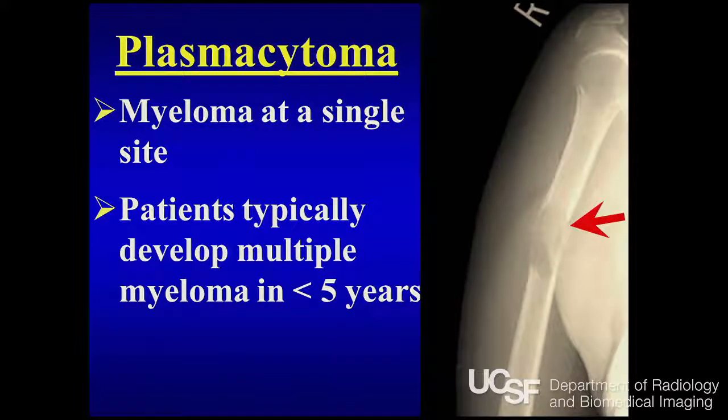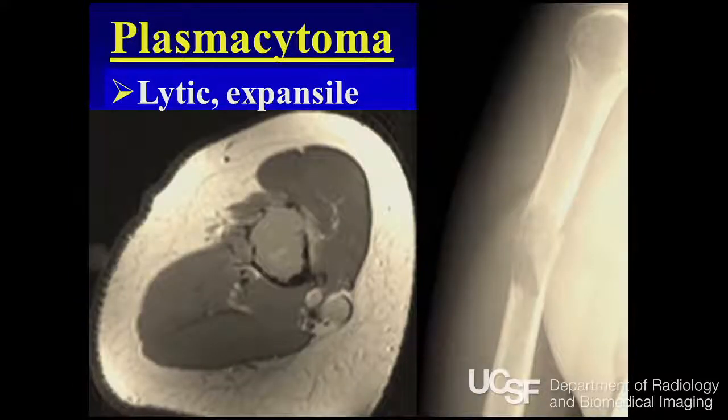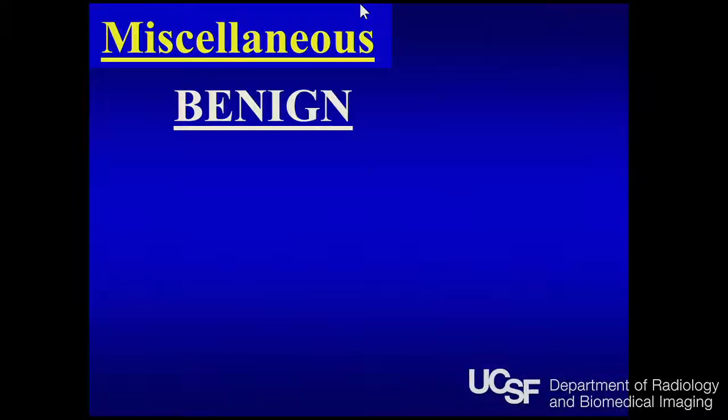Plasmacytoma is simply myeloma at a single site, and patients typically develop multiple myeloma within 5 years. The appearance of this on imaging is often rather nonspecific. We see a lytic expansile lesion presenting with a pathologic fracture, but no internal matrix.